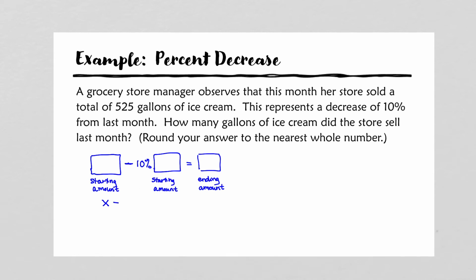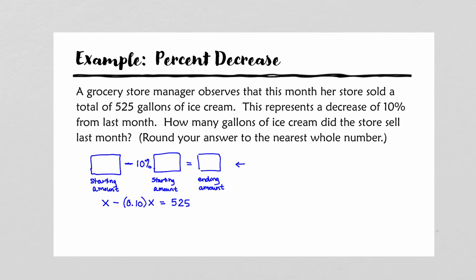When we fill in the rest of the blanks here, that means 10% of the starting amount can be written as 0.10 times X. We do know in this case, though, our ending amount, which is this month's number of gallons sold. That's 525. It's the same initial setup at the very beginning with our pictures, but what we filled in as far as information makes our problem look very different. In this case, we have X minus 0.1X equals 525.